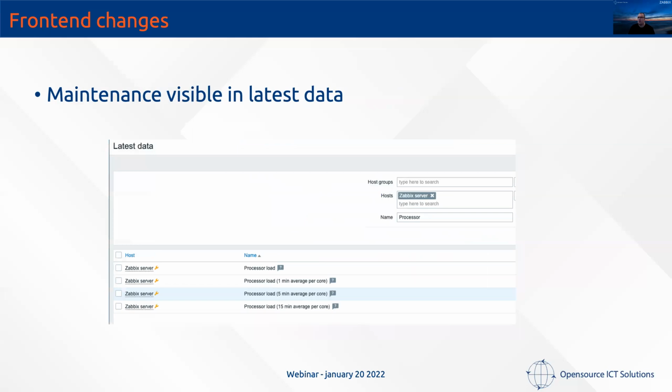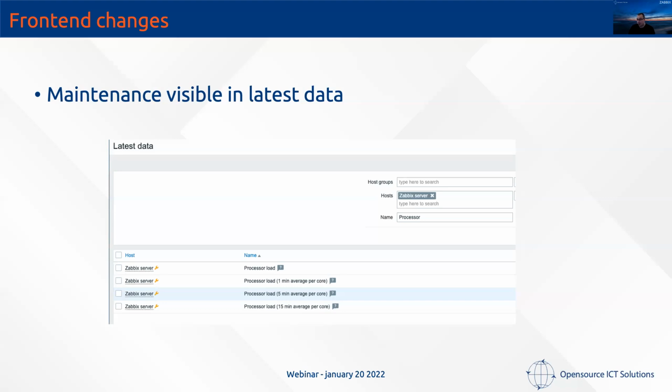Another one, maintenance visible in the latest data. So in the older versions of Zabbix, it was never possible to see if there was actually maintenance applied to a host or not. I mean, it was possible, but then you had to go into configuration host and see that yellow wrench, or you had to go to configuration maintenance and see which maintenance period was active, etc. Right now, if a host is in maintenance, you just go to monitoring latest data, look at that host, and there it is, that yellow wrench is presented.